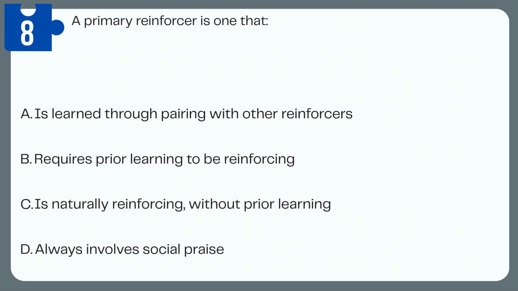A primary reinforcer is one that A. Is learned through pairing with other reinforcers. B. Requires prior learning to be reinforcing. C. Is naturally reinforcing without prior learning. D. Always involves social praise.